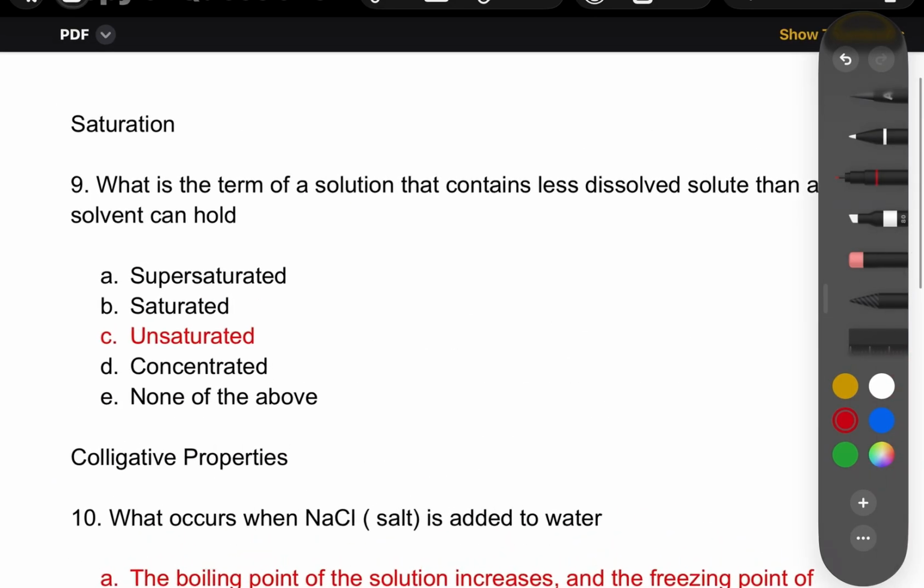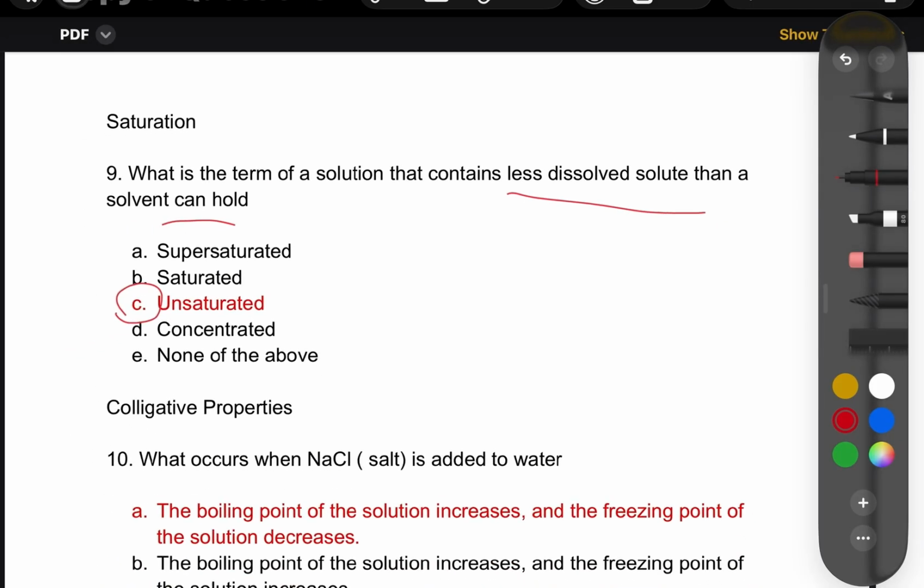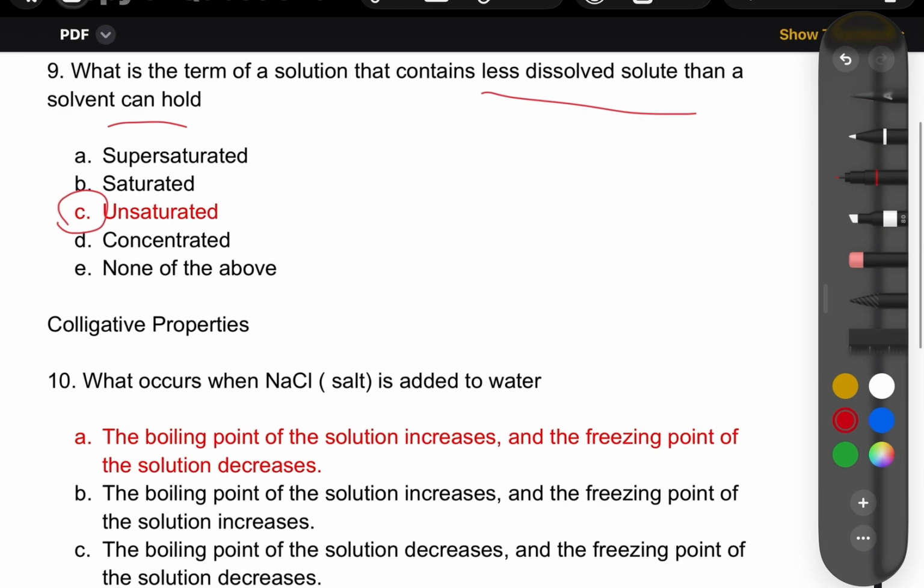Now we have here, what is the term for a solution that contains less dissolved solute than a solvent can hold? So we have saturated, unsaturated, and supersaturated. Supersaturated means that it has gone way past the maximum amount of dissolved solute. Saturated is that it's at its maximum, and unsaturated is that it has less. So as long as you know that definition, this question is easy to answer, which is going to be unsaturated. Because unsaturated, you can think of it as a minimum.